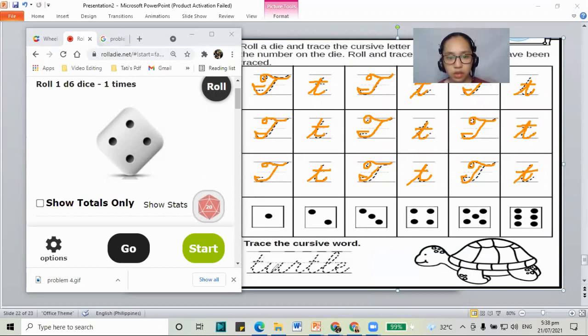You have T, U, R, T, L, and E. You have the word turtle. And if you're done, let's move. And for this one, please continue working if you're not yet done.